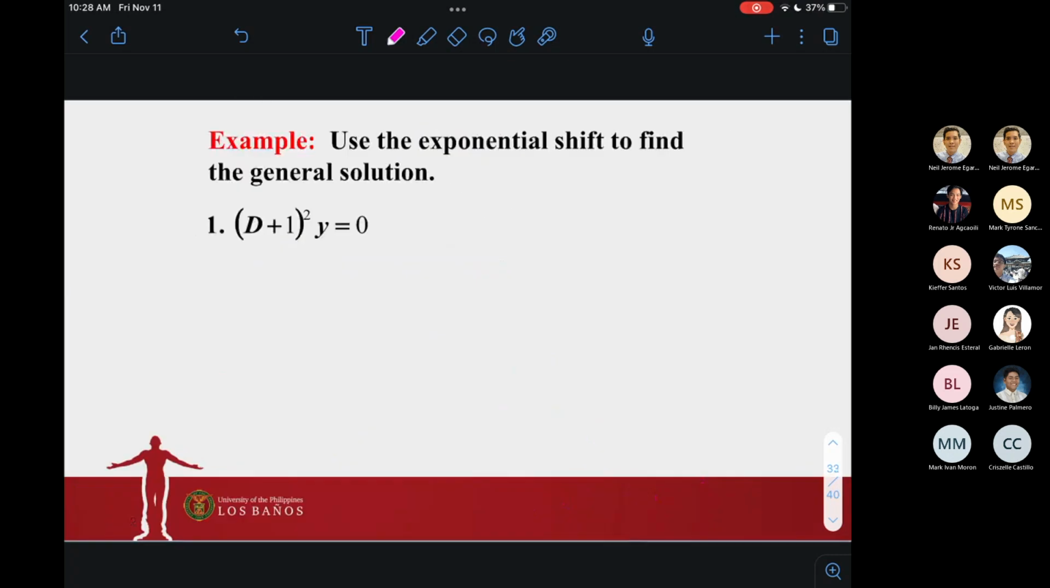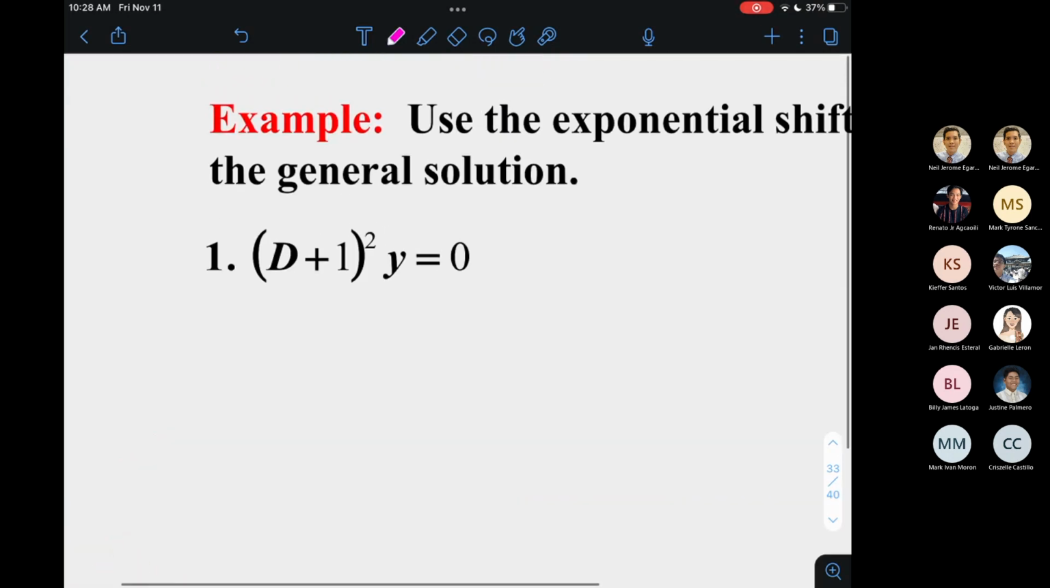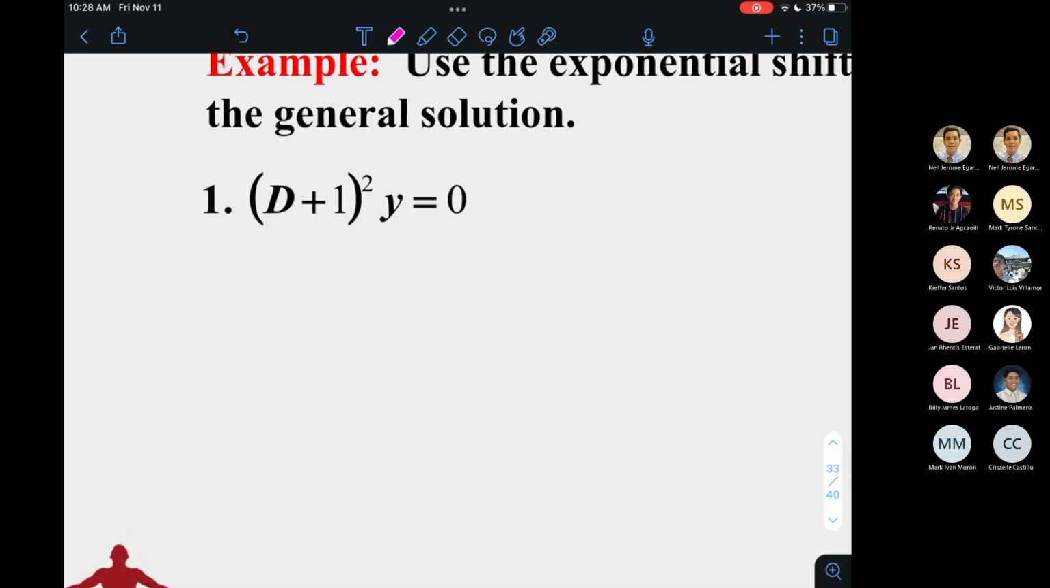So, particular example. Use the exponential shift to find the general solution to d plus 1 squared times y equals 0. Of course, I think this can be solved easily using Theorem 4, pero gamitin ko na yung exponential shift para masanay tayo para dun sa generic case. Ano? So what I'll do is to multiply both sides by e to the... Ano yung multiply ko? Kailangan ko siyang nalito ako bigla. I-multiply ko siya ng e to the x. Tama ba?